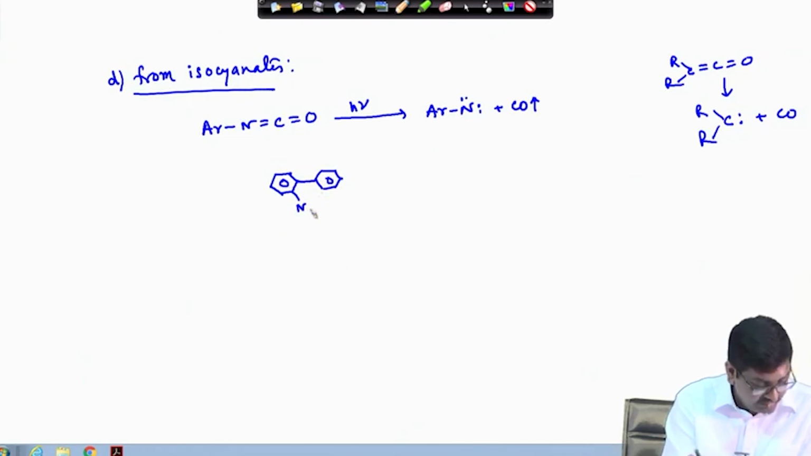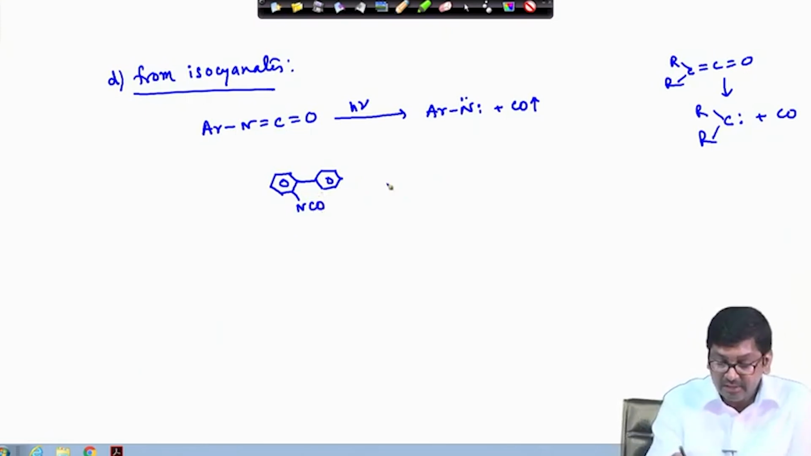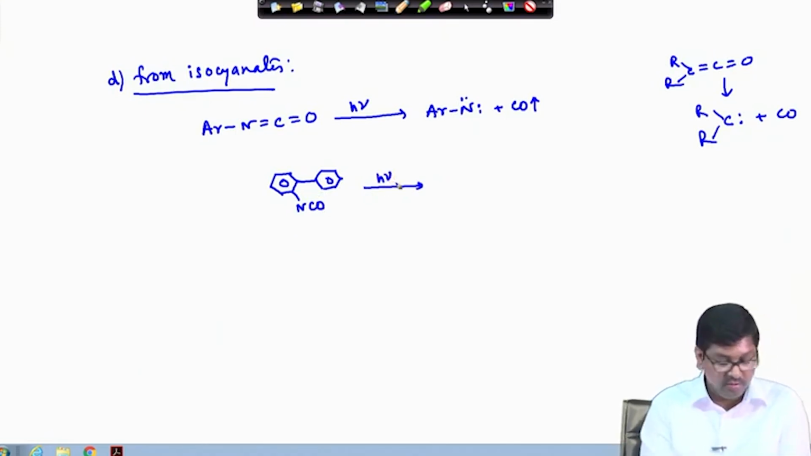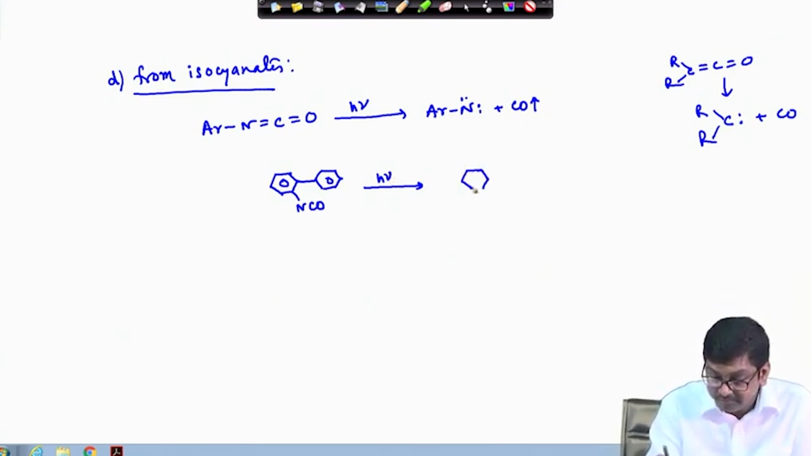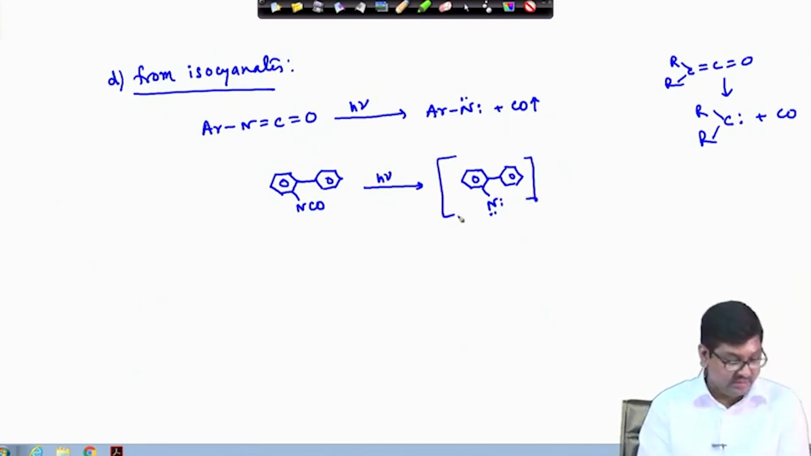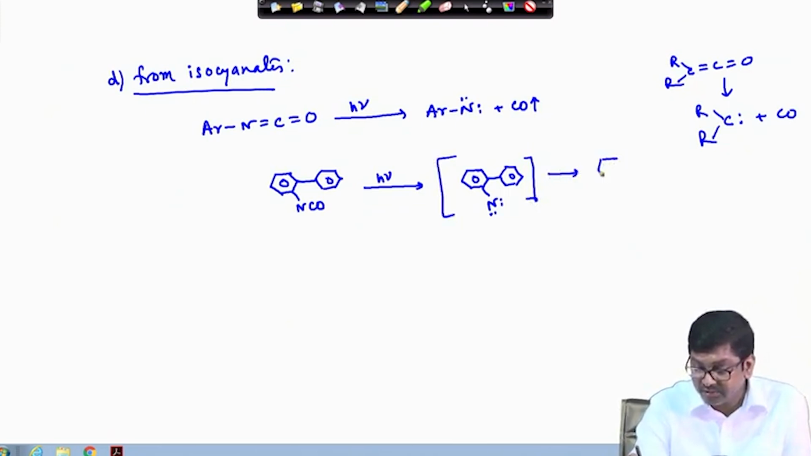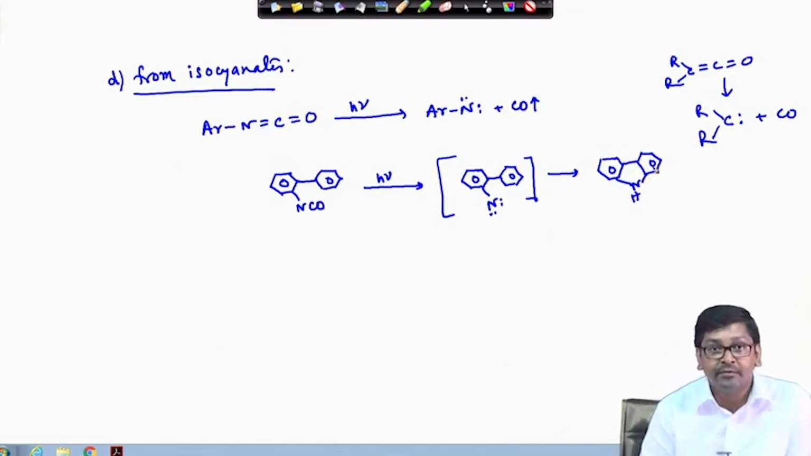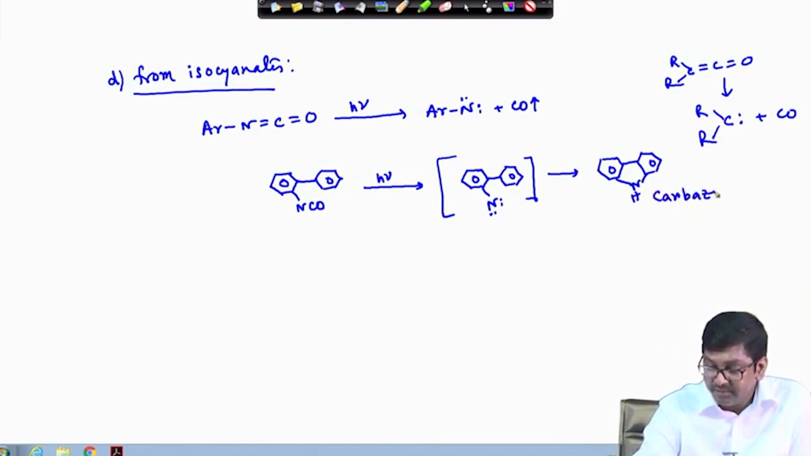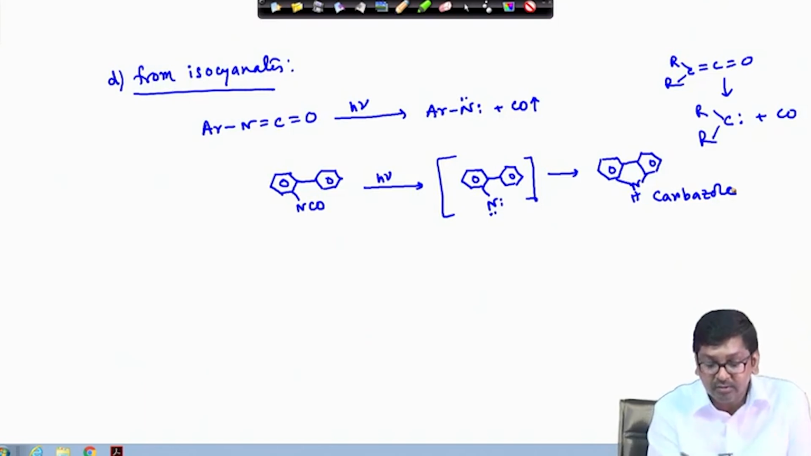As per example, take this particular isocyanate under photochemical irradiation. What has formed? This has formed the corresponding carbazole moiety through the generation of this nitrene species. So, this has generated one very important nitrogen containing heterocycle, that is called carbazole. This is the carbazole moiety that can be generated from these isocyanate precursors under photochemical irradiation.